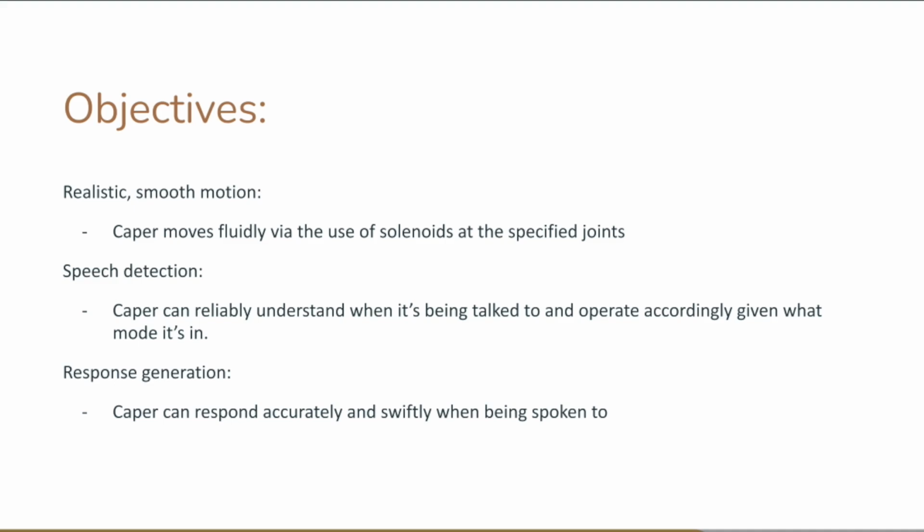So the objectives behind Caper is that it has realistic smooth motion, and we use solenoids to make this happen. Caper comes with speech detection, so it can understand when you're talking to it. It also has multiple input modes, up to 4, so that you can interact with it in many different ways. And then as well, Caper can talk to you on its own with a realistic and intelligible response and keep a conversation going.